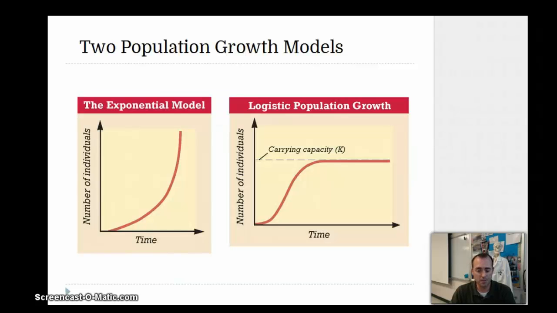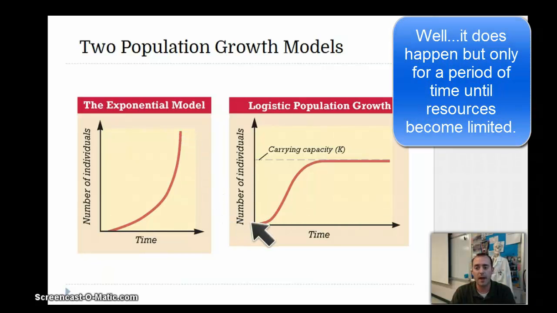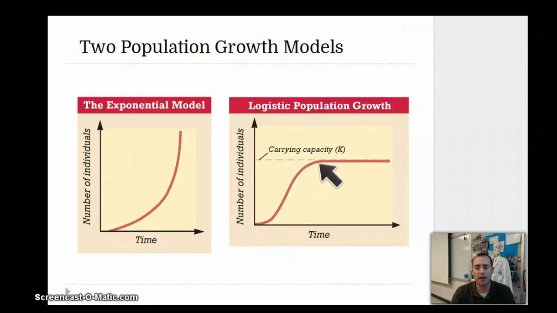So here are our two models. We have exponential growth. We call this the J curve because the population is growing rapidly. The resources are usually unlimited in this case. That doesn't really happen in the real world. And then we have logistic growth, where we get exponential growth at first, but as resources become limited, we reach a carrying capacity and the population levels off.